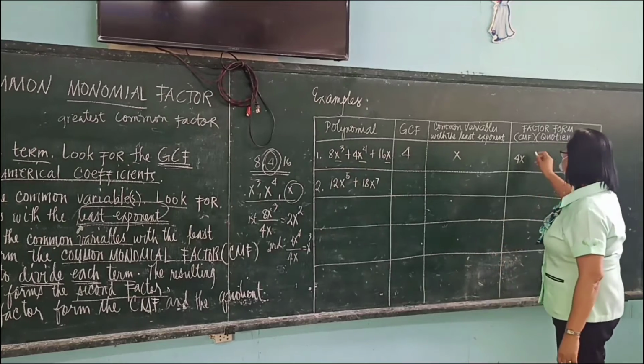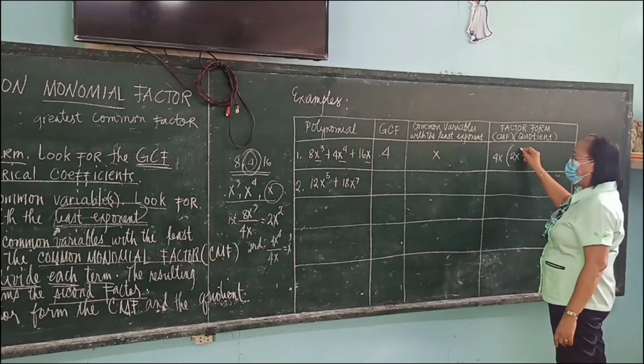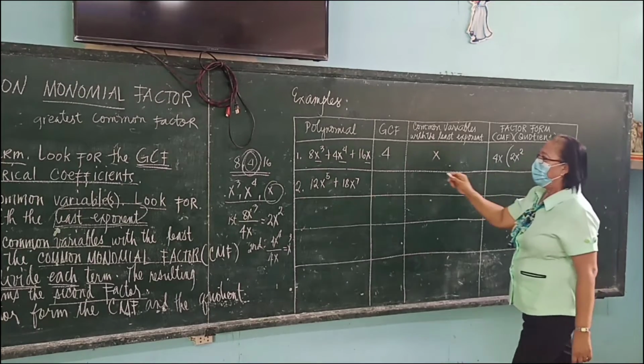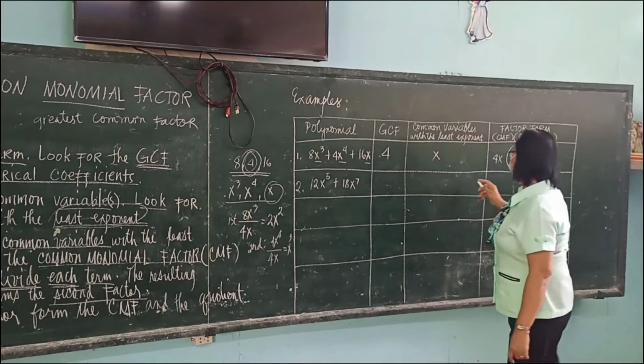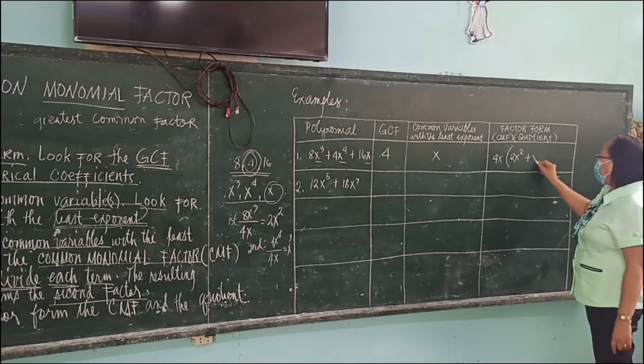So the first term there is 2x squared. The signs there are both positive, so the second term also has a positive sign. So you have x cubed.